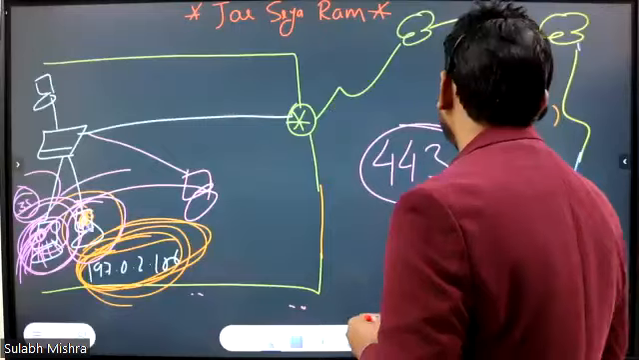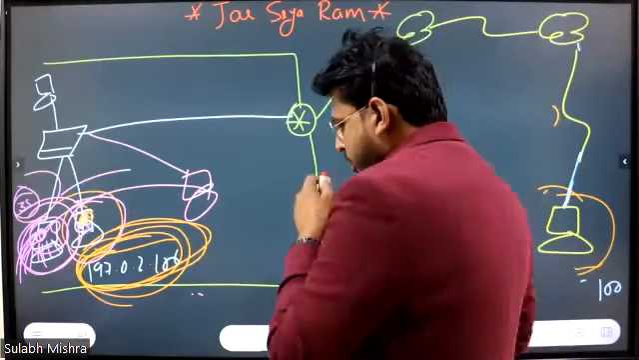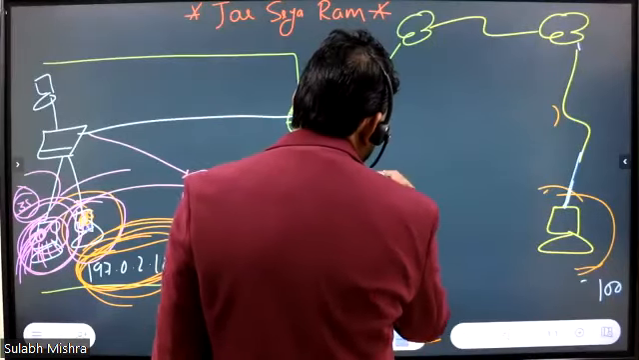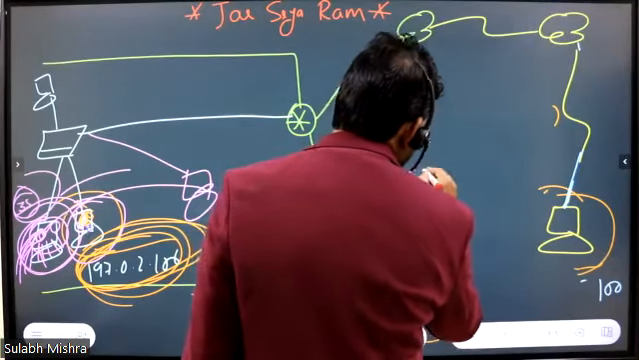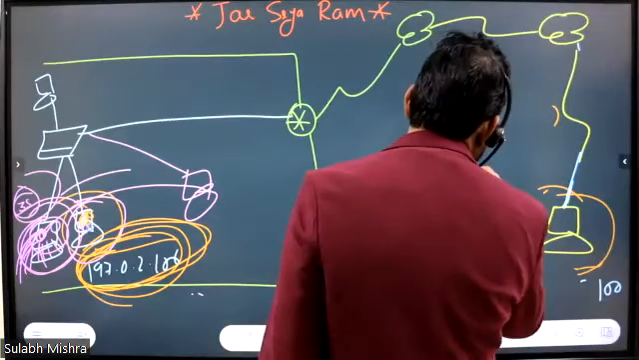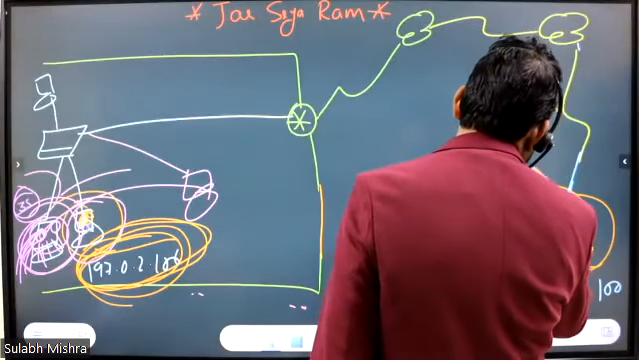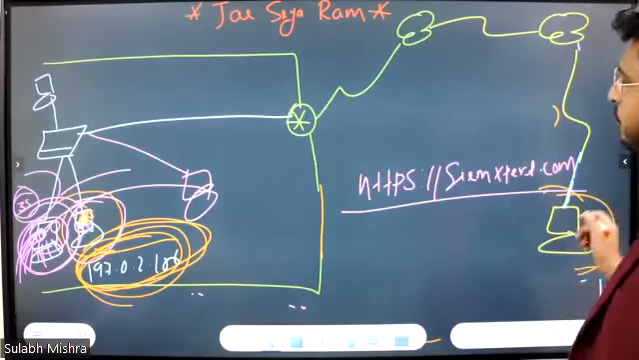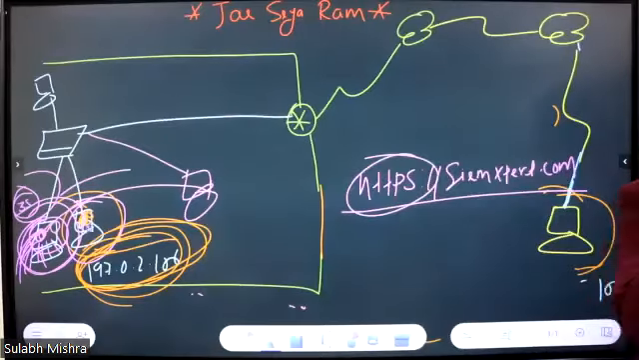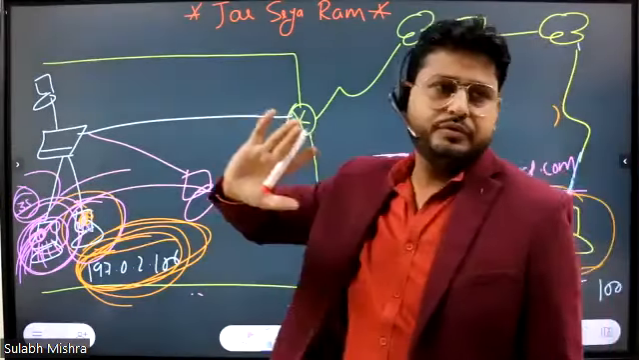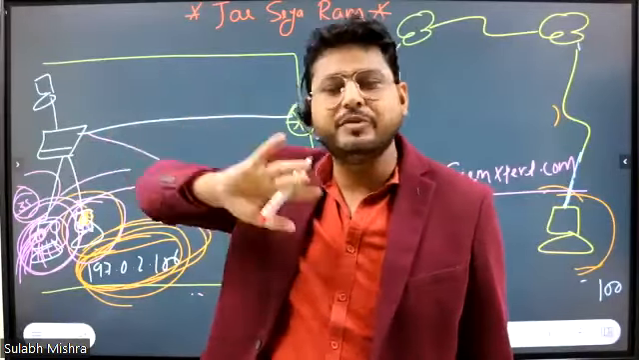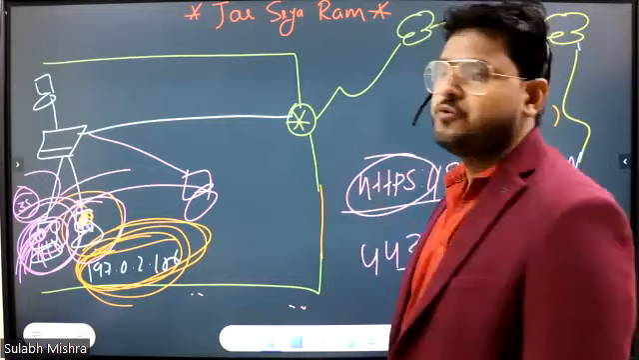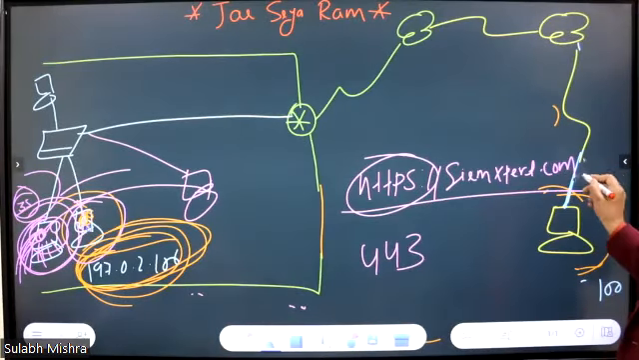When you type in the browser, the browser also understands automatically. When you type https://simexpert.com, by typing https, the browser will understand that it has to send this packet to communication port number 443, right? You need not define the port number here.